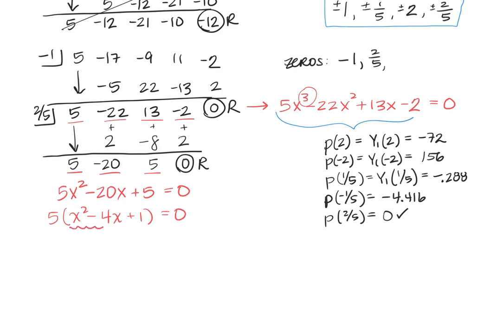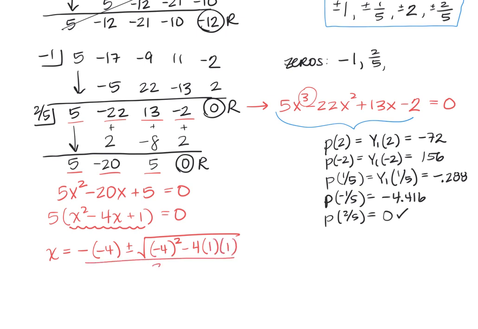And now we really need to find the zeros of x squared minus 4x plus 1. And sadly, that does not factor. So we'll go ahead and utilize our quadratic formula. So x is equal to the opposite of b. In this case, our b value is negative 4, plus or minus the square root of b squared. So make sure you put that negative 4 in parentheses because you want to square the whole thing, minus 4 times a times c, all divided by 2 times a.